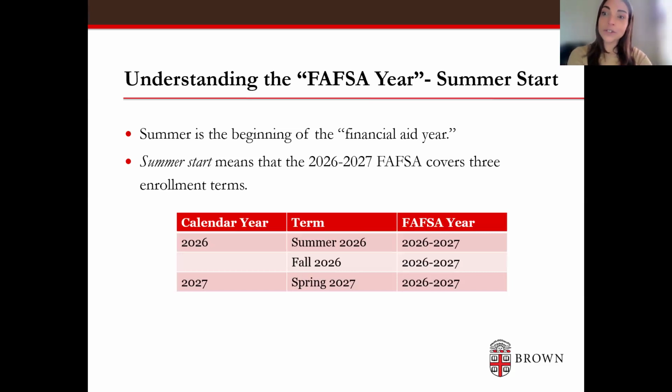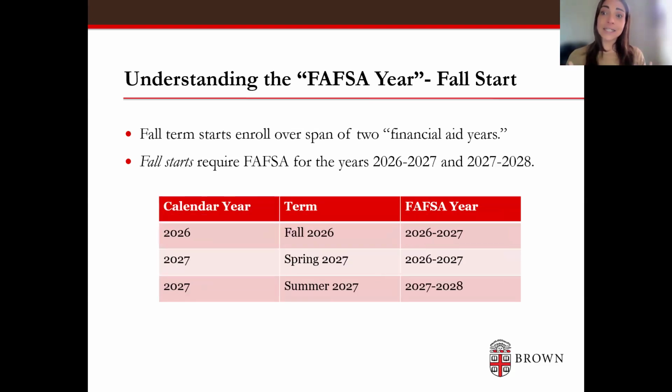So for students that are looking to start their enrollment during the summer term, the summer itself is defined for financial aid purposes as the first term of a new financial aid year. So for a student that is a summer start, it means that their 26-27 FAFSA, for those that would be enrolling this upcoming academic year, is ultimately going to cover their 3 terms of enrollment. So for that student starting in the summer term, the FAFSA calendar year would cover the student's summer, fall, and spring term enrolled.